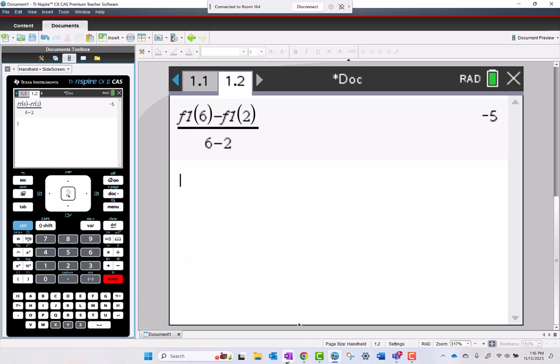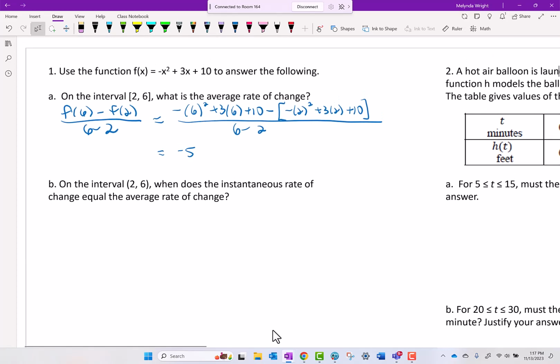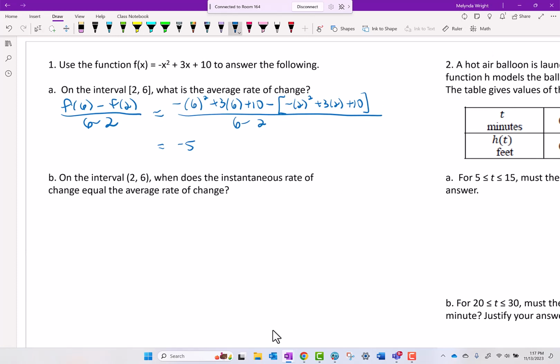So let's go back. And so this turns out to be -5. And did we have units? We don't have any units, do we? So yeah, I don't see units. So we're just answering the question, rate of change. They love it when you give their words back. Average rate of change is -5.